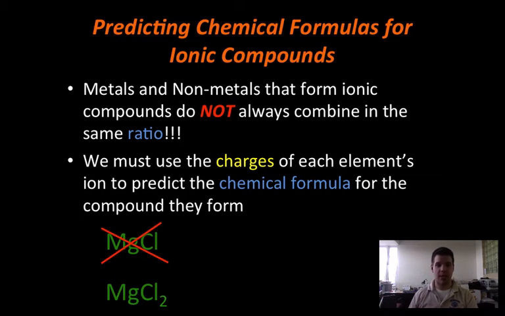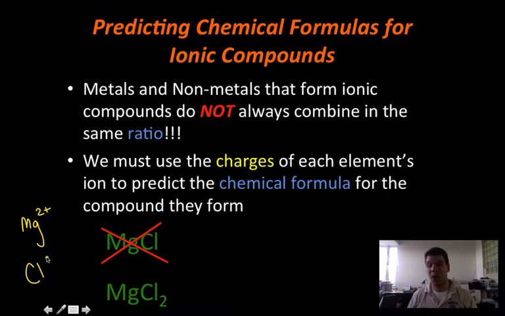So our example of magnesium and chlorine kind of sets us up with that. Magnesium is in the 2nd column, so he wants to take 2 of his electrons and give them away. So if I have magnesium, he tends to get a charge that's 2 positive because he gave away 2 electrons. That means he has 2 extra protons. And chlorine, well, he's in the 7th column.